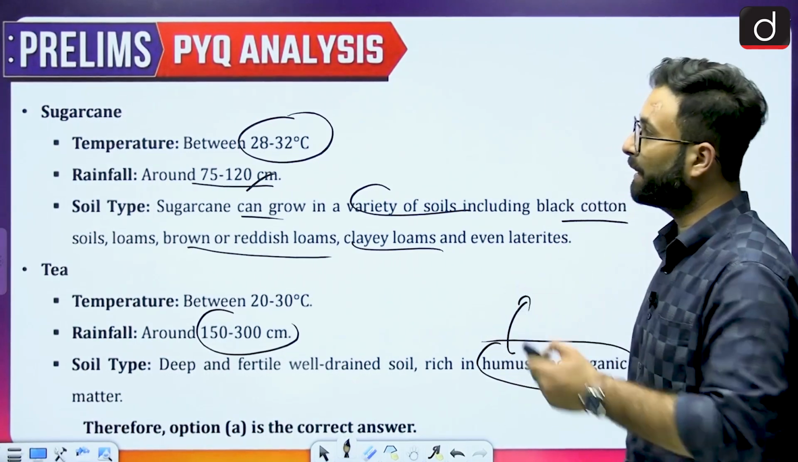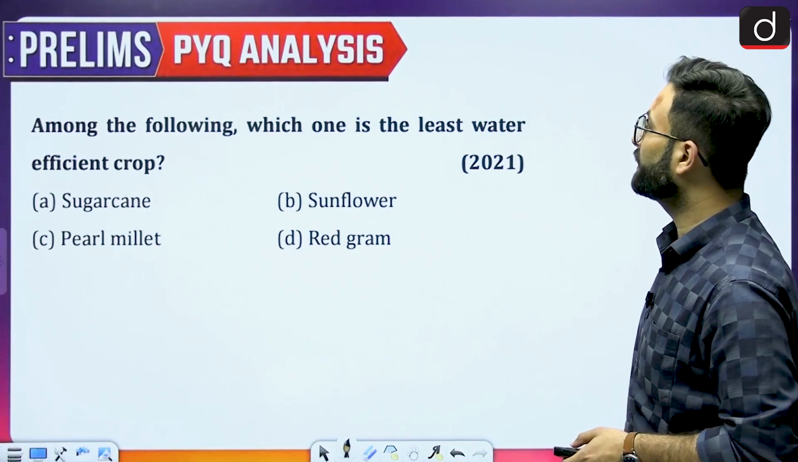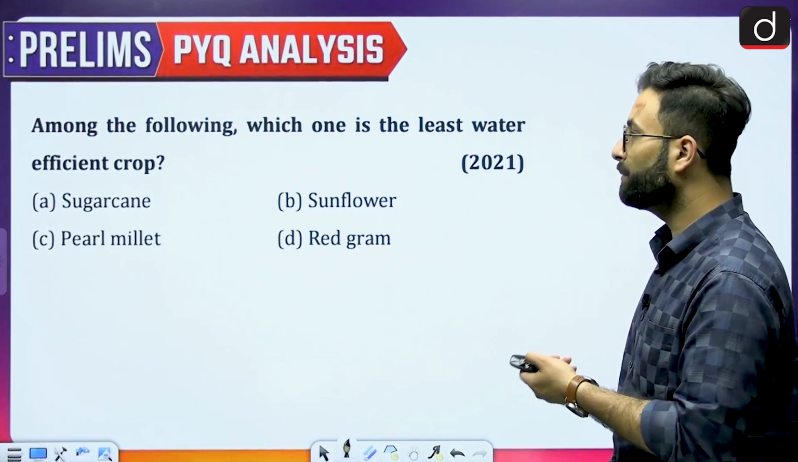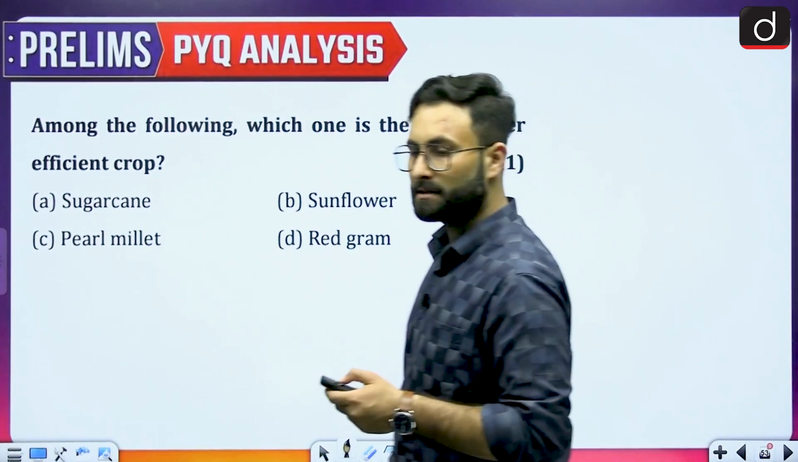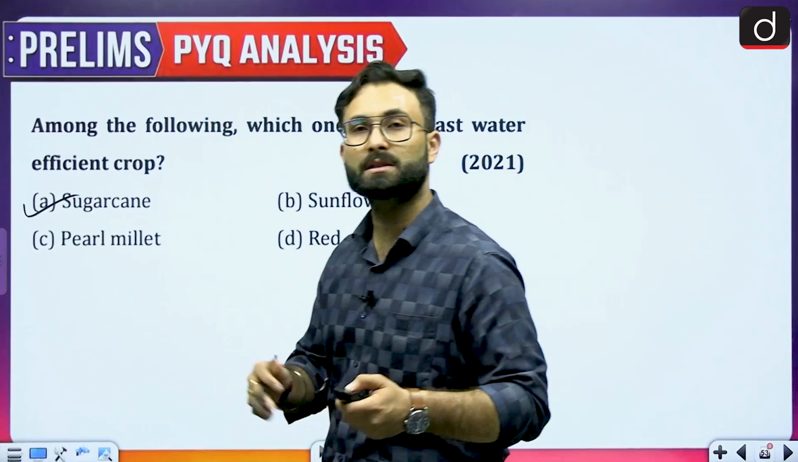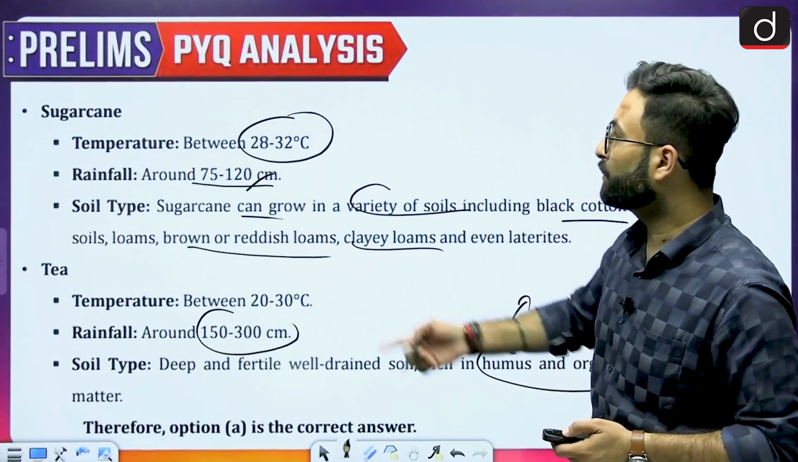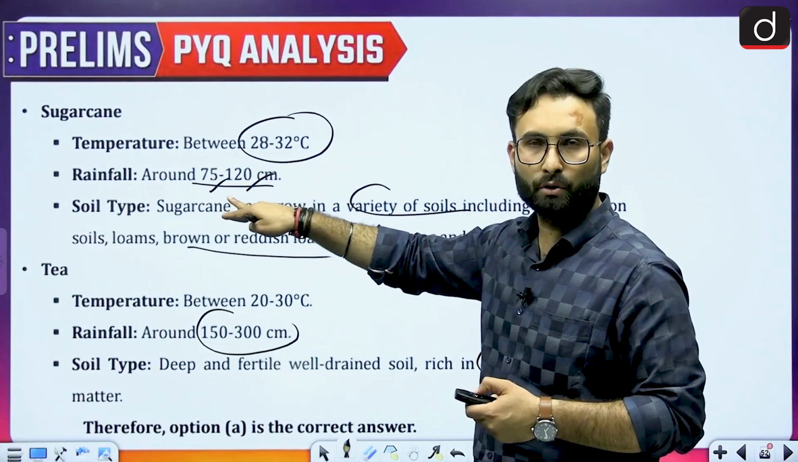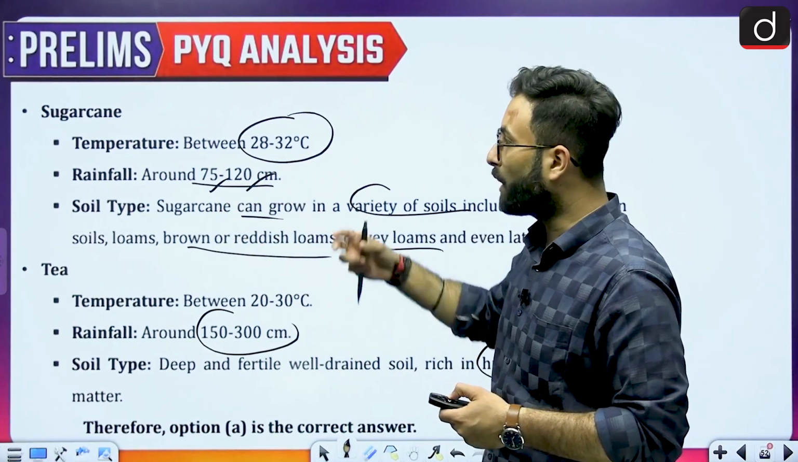Okay, coming to the next one: among the following, which one is the least water efficient crop? Sugarcane, sunflower, pearl millet, and red gram. Now sugarcane is the least efficient because sugarcane requires a lot of water. Here you can see, if we talk about sugarcane, water requirements are high. Rainfall requirement is 75 to 120 centimeters, so the requirement is higher.